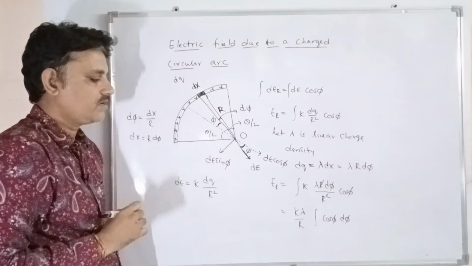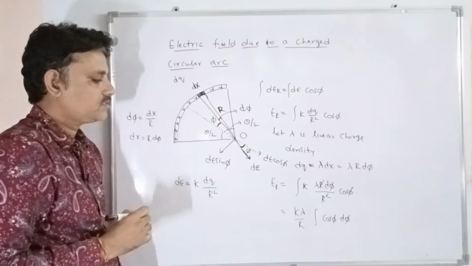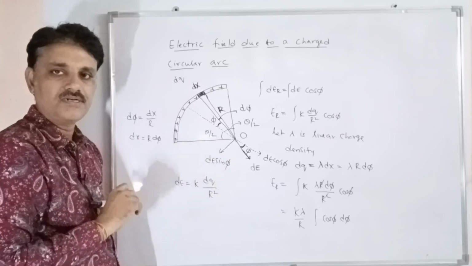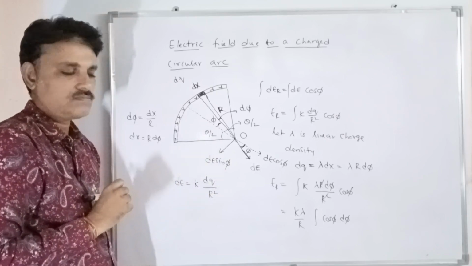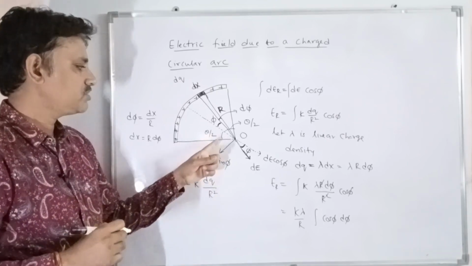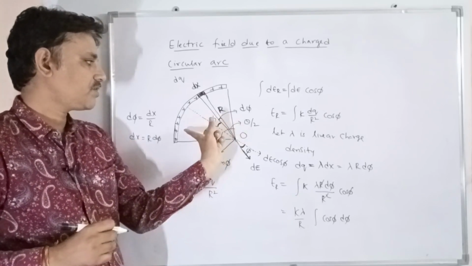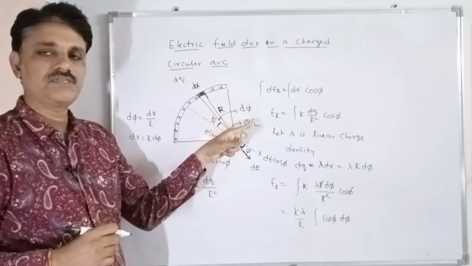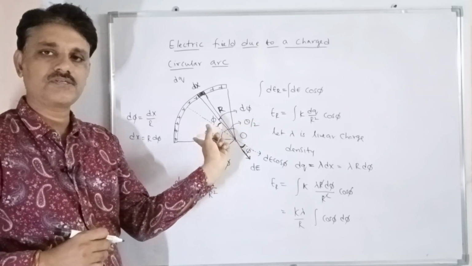That is the final expression. Next, cos phi integration and then limits. What are the limits here? Initially we take the half portion: theta by 2 clockwise half portion, theta by 2 anti-clockwise half portion.